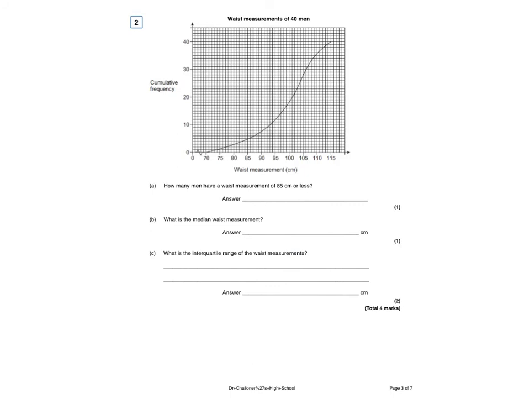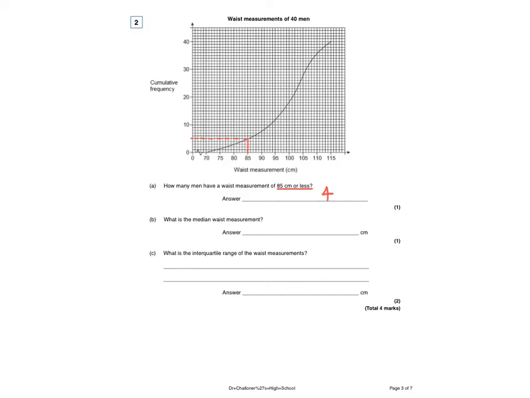Question 2. We've been given the cumulative frequency graph and it's been drawn as a curve rather than straight lines point to point. Remember, both are okay. So how many men have a waist measurement of 85 centimetres or less? So we find 85 centimetres and then we track across horizontally to see how many people had a waist measurement of 85 centimetres or less, and that looks like 4 people if we read the y-axis, the cumulative frequency axis, carefully.